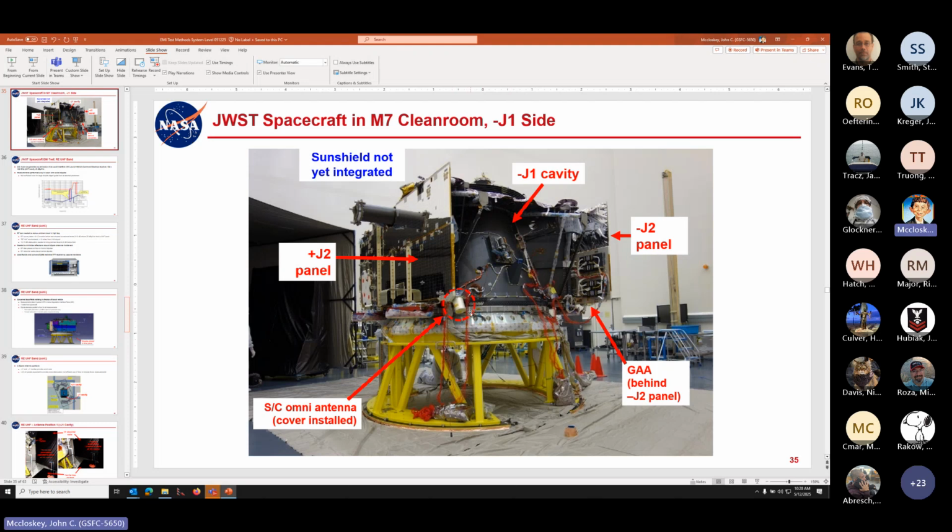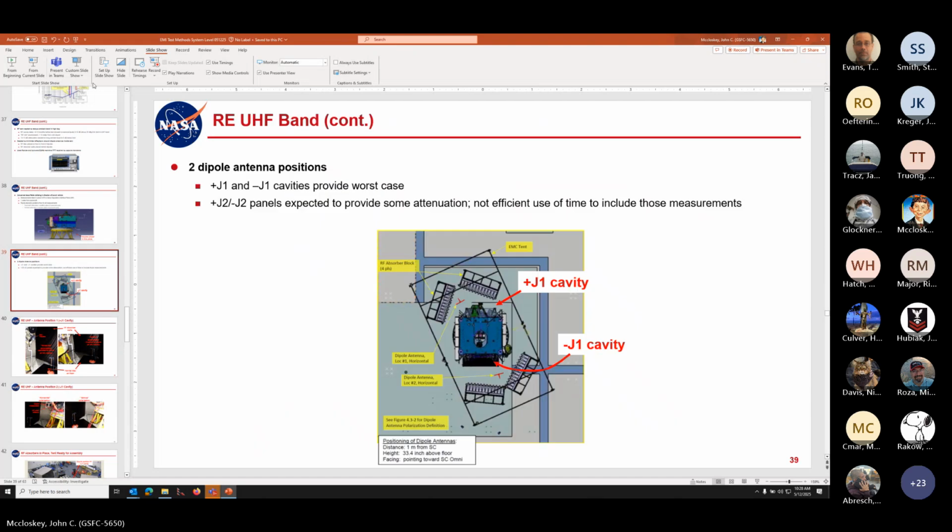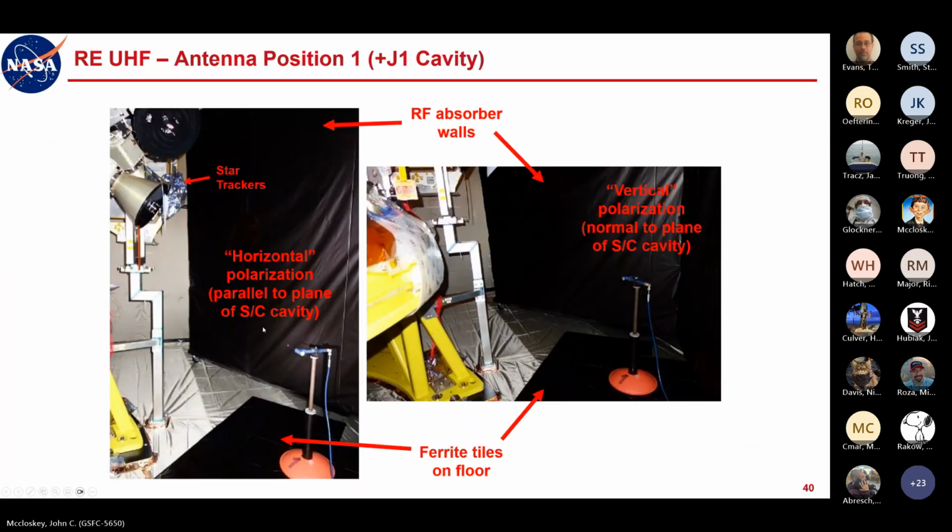So we just decided that testing here near the plus minus J2 panels was not very meaningful. That's providing at least some level of attenuation. The more important locations were to have the antennas in line with the plus minus J1 cavities. Okay, so here are these dipoles.